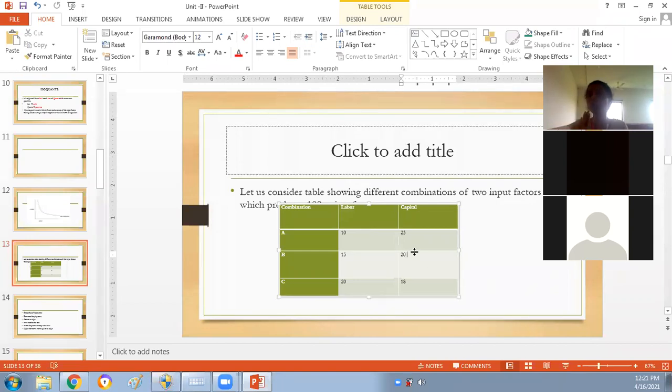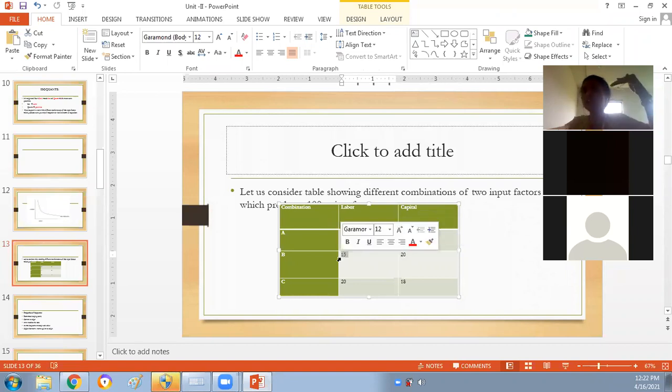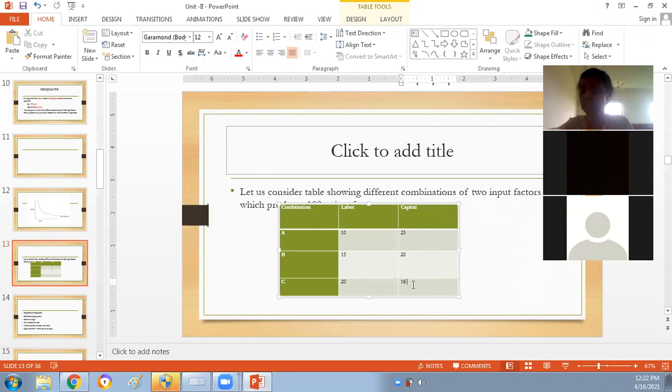B has not high, not low capital, that means he has moderate funds with him. He has invested 20 units of capital, but he also increased the number of labor compared to A. That is 15 units of labor. That is 20 and 15. But B is also producing the same 100 units of output. Whereas the last person, C, does not have much fund with him. Only the minimum fund is available.